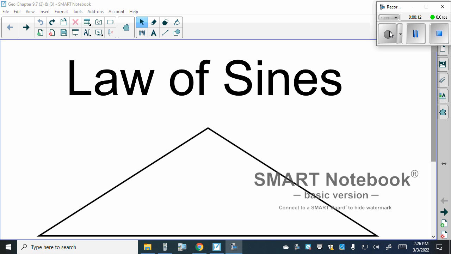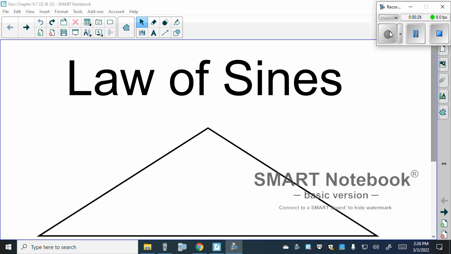Now, what we're looking at is law of sines. There's three main laws with sine and cosine and tangent. One's going to be called law of sines. There's going to be one called law of cosines, and the third one is law of tangents.